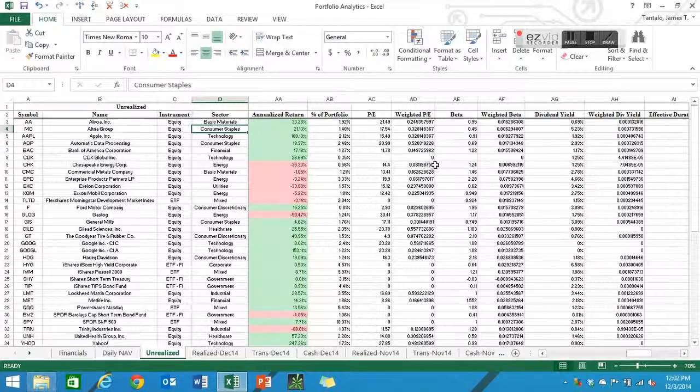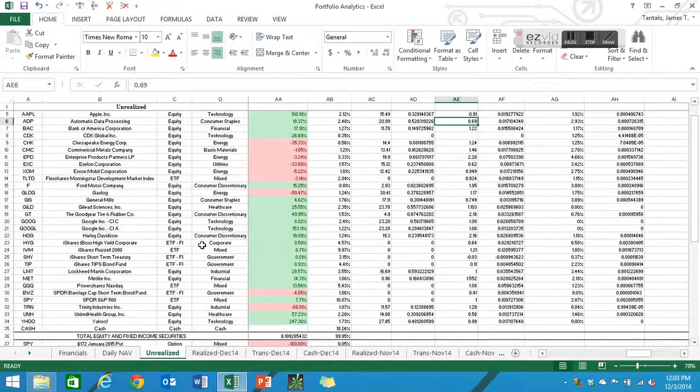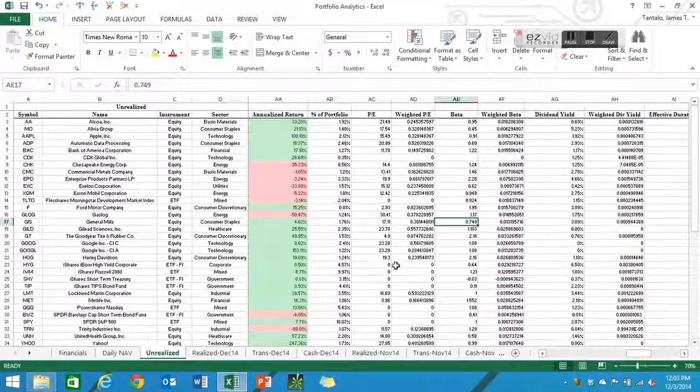And you're likely to see lower betas for consumer staples type equities. So here's another one, Automatic Data Processing. That one has a 0.69 beta. Let me see if I can find one more. General Mills has a 0.75 beta. So you're looking at some of the lower beta stocks that we have in our portfolio.